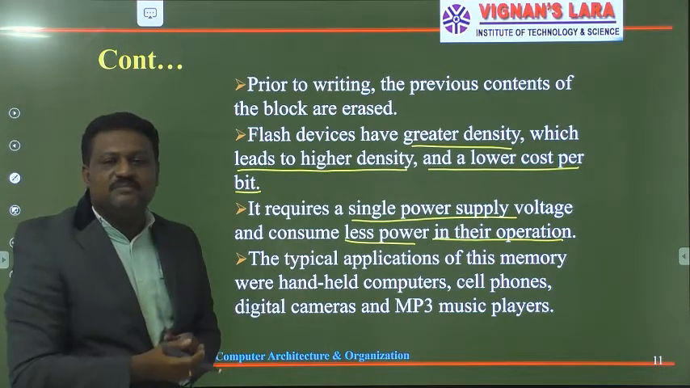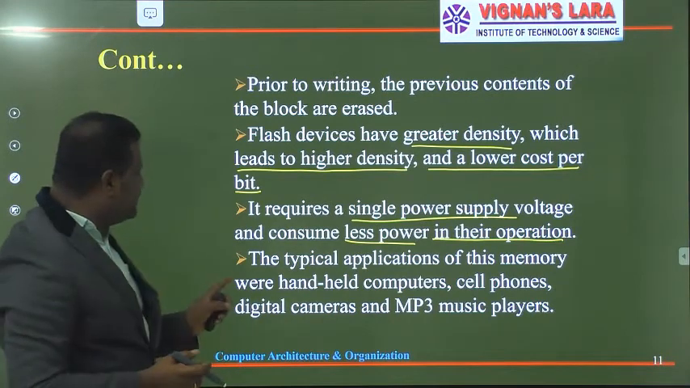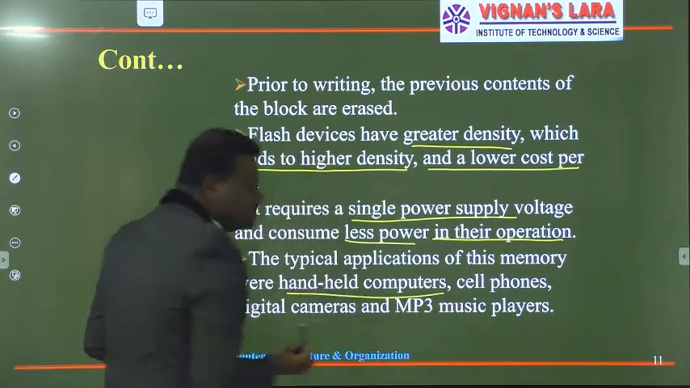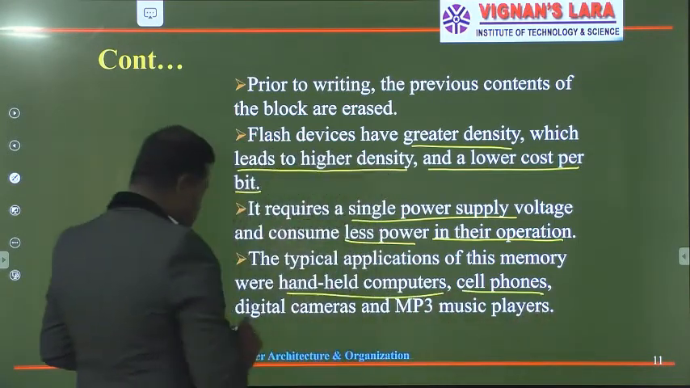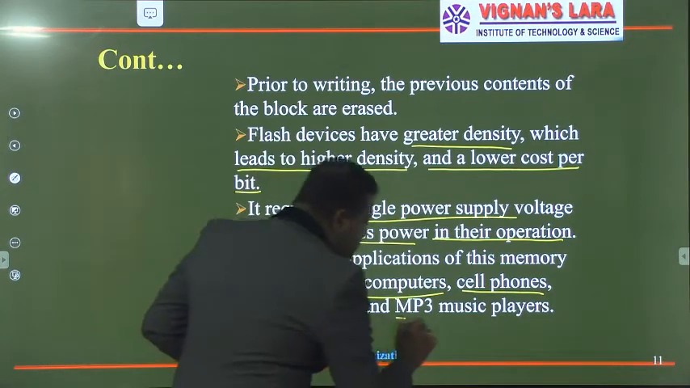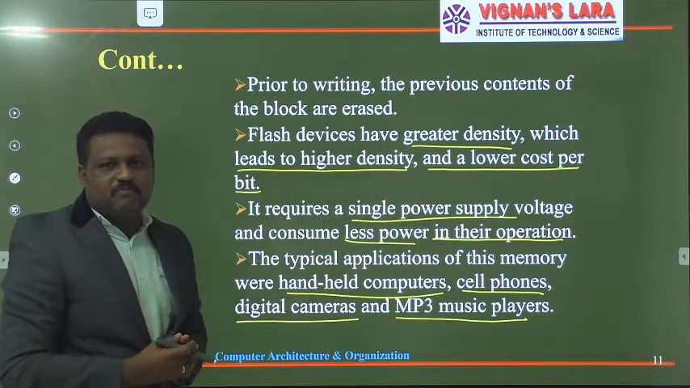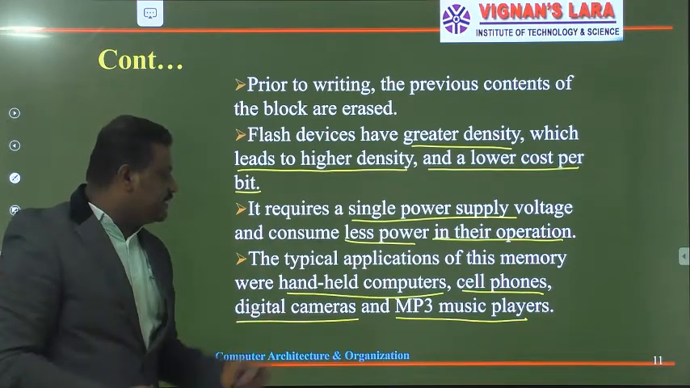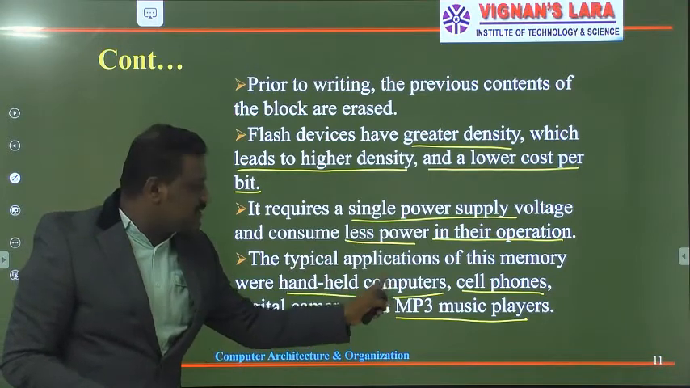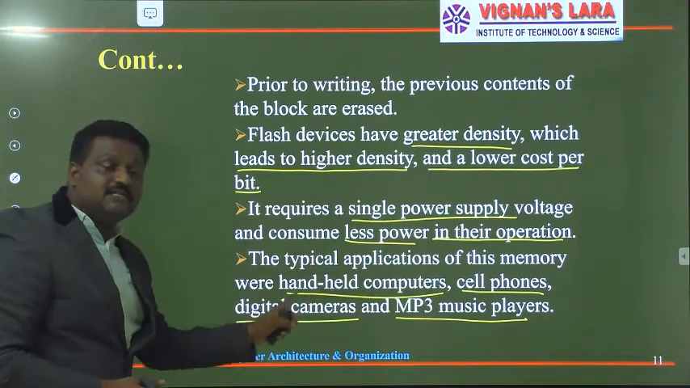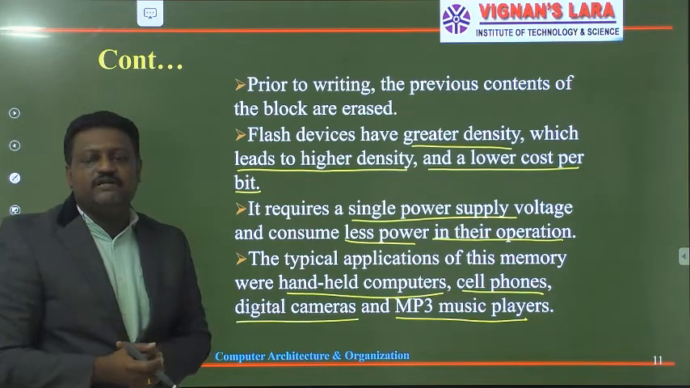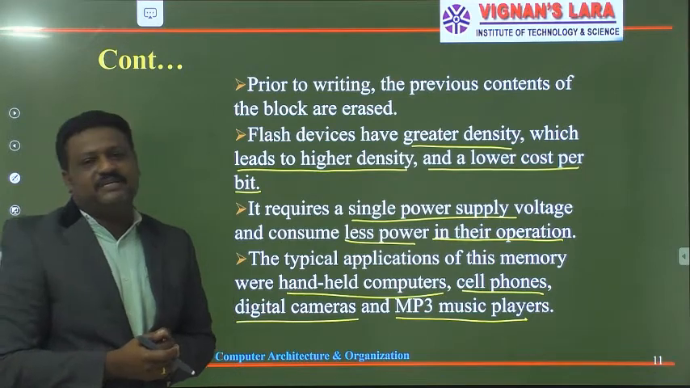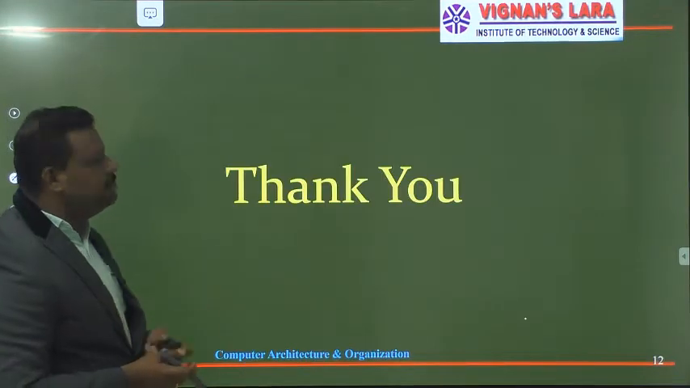Now, regarding the selection of read-only memories and their applications. The typical applications of this memory are handheld computers, cell phones, digital cameras, MP3 music players, etc., where we can observe flash memories. We observe flash memories in different applications like handheld computers, cell phones, digital cameras, and MP3 music players. In these things we regularly identify flash memory elements. So that is an important thing.